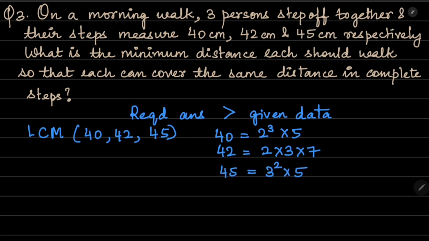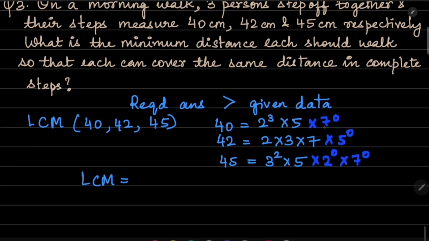9 5s are 45. Therefore, the LCM would be the highest power of each of the common factors. So let me make it common. Here it is 7 raised to the power 0. Here it is 2 raised to the power 0. Here it's again 7 raised to the power 0. Here it's 5 raised to the power 0. And here also it is 3 raised to the power 0. So I'm just making sure that the common factors are uniformly available in all the three numbers.